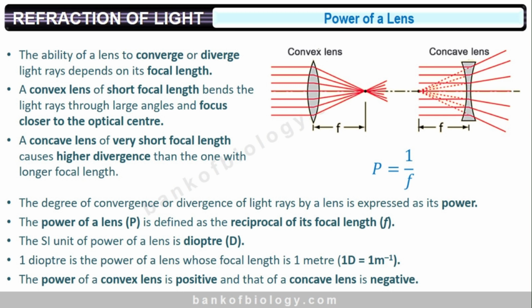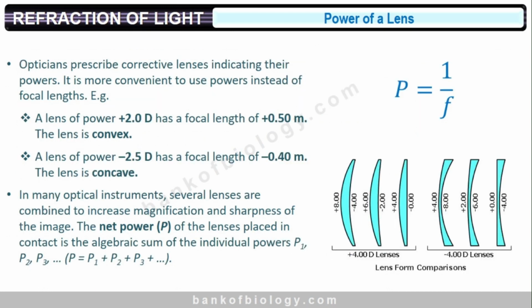The power of a lens P is defined as the reciprocal of the focal length. The unit of power of a lens is the dioptre. 1 dioptre is the power of a lens whose focal length is 1 metre. 1 D equals 1 m inverse. The power of a convex lens is positive and that of a concave lens is negative.